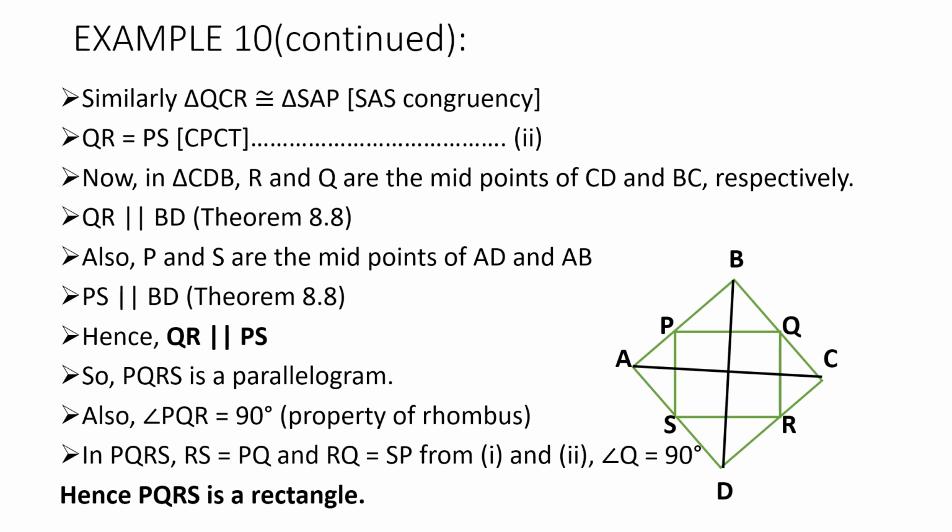So angle PQR will be equal to 90 degrees. This is by the property of rhombus, because ABCD is a rhombus. So PQR will be 90 degrees. So in quadrilateral PQRS, what we have shown is the opposite sides are equal, RS equal to PQ and RQ equal to SP, and also one of the angles is a right angle, and hence this is sufficient to prove that PQRS is a rectangle.